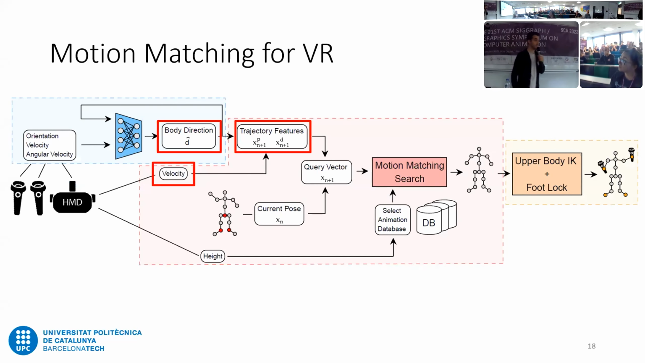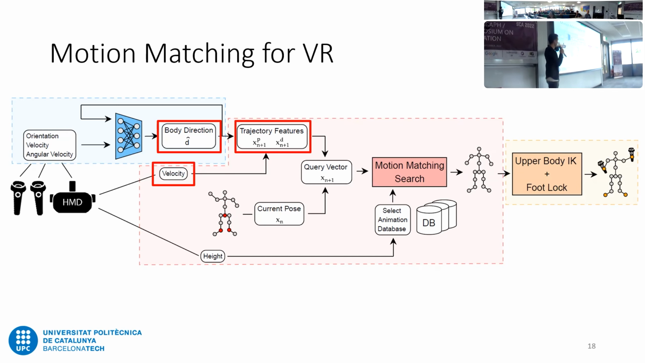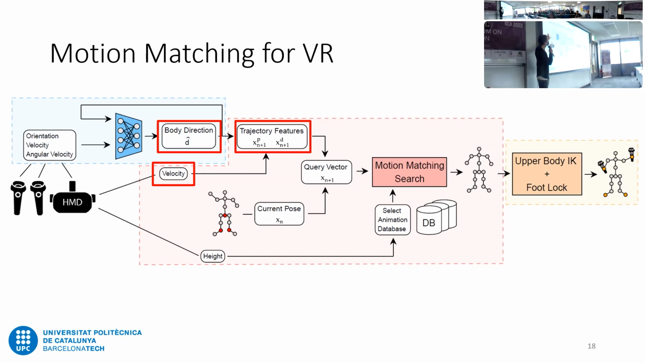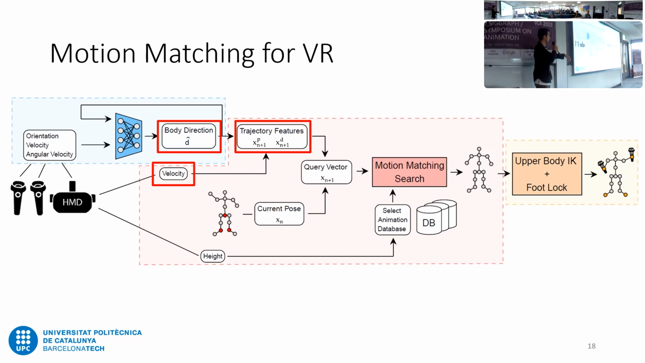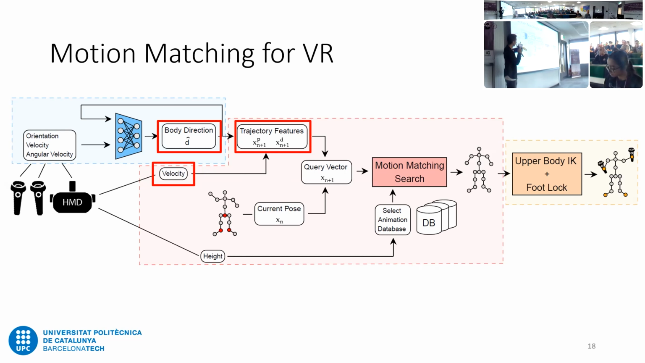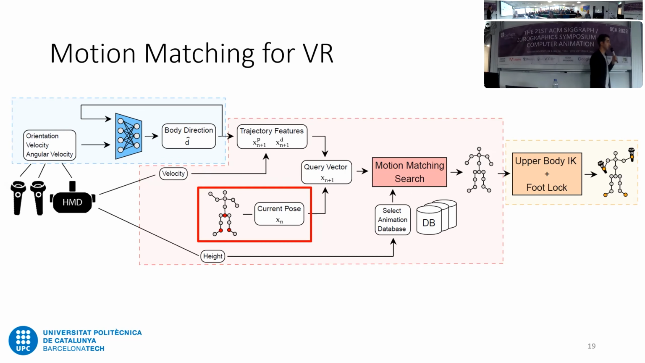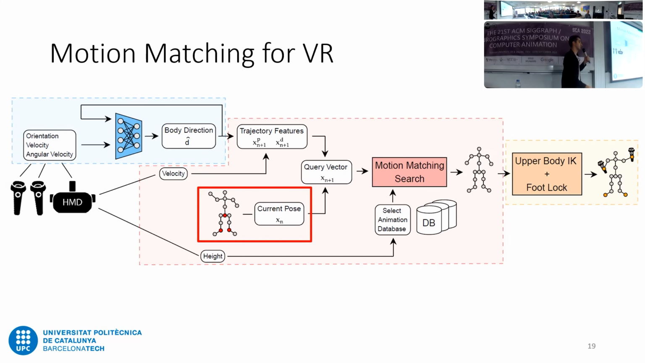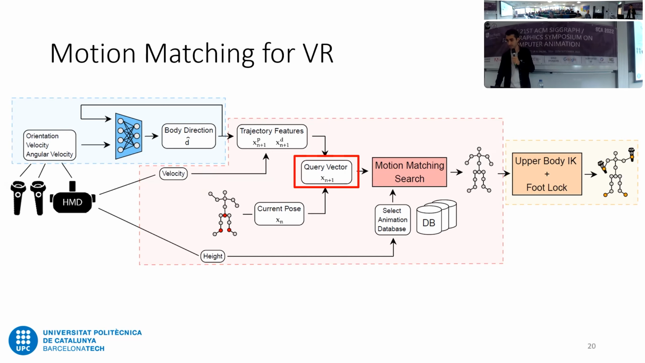So once we have our databases, motion matching will work in real time like this. We first get the tracked devices information. We predict the body direction of the user. And then from the velocity of the head-mounted display, we compute, we kind of predict, the trajectory of the user. So we use the velocity and the body direction to create the trajectory features. And then we simply get from the skeleton the current pose feature, which is computing the position of the feet, the velocity, and so on. So this makes the query vector.